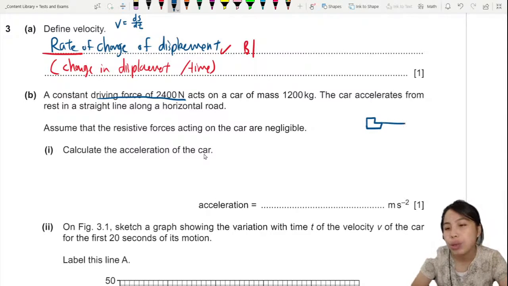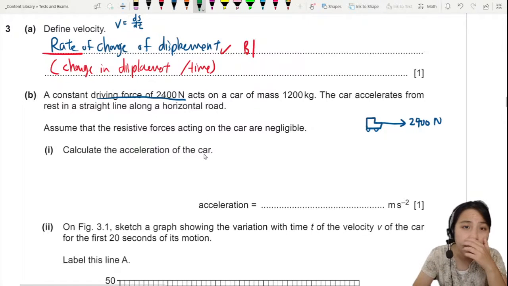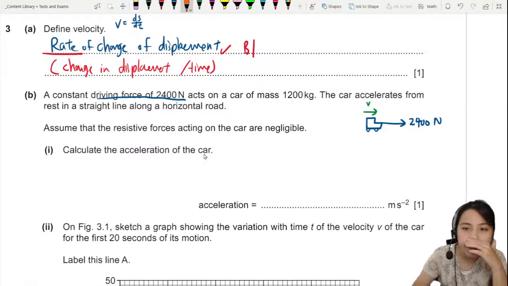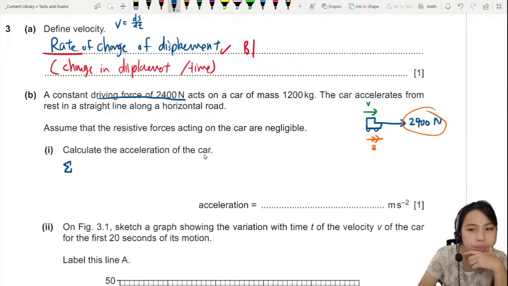Yeah. So we draw a driving force of 2,400 newtons. Okay, and this car is moving at some speed, getting faster and faster. It's going to have some acceleration due to the 2,400 N. So we go Newton's second law. Okay, force, mass, acceleration means we've got to go Newton's second law. So F equals ma.